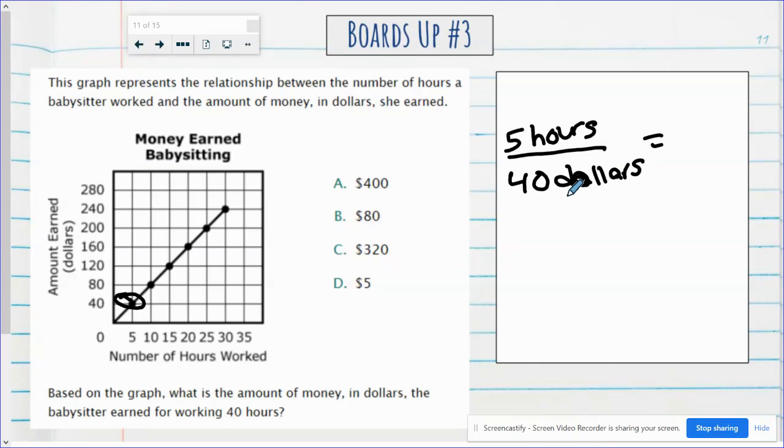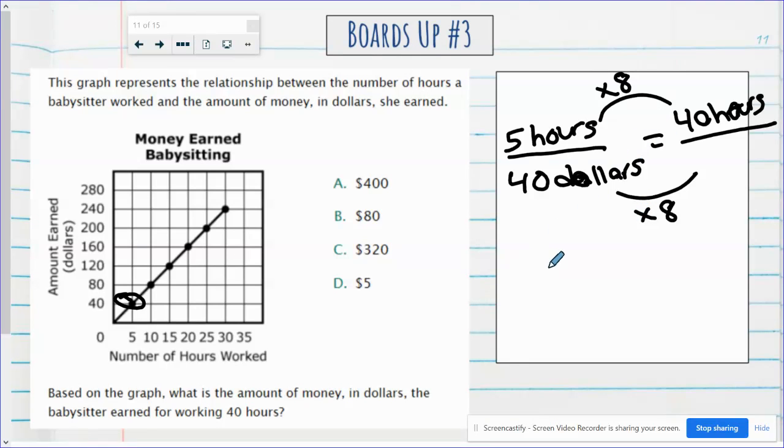Because that is a point on my graph. But this is saying if she works 40 hours. So I want to take that 5 hours of work and go to 40 hours. In order to go from 5 hours to 40 hours, sorry, my handwriting is so sloppy, I'm going to multiply by 8 because 5 hours times 8 is 40 hours. Now I'm going to take that $40 and also multiply it by 8 to get the new amount of money, because whatever you do to the hours, you have to do to the money.